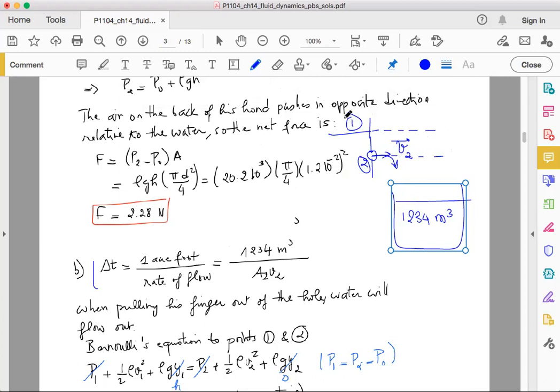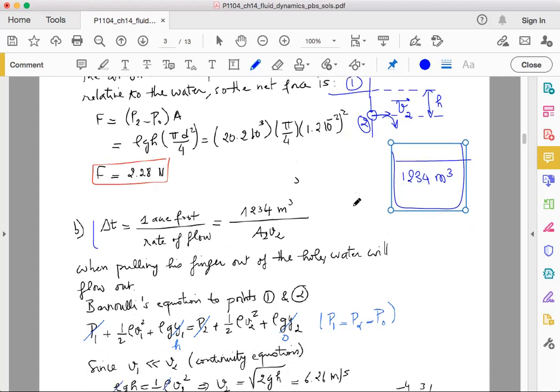First of all, we know that the atmospheric pressure is the pressure at point 1. We know that point 1 is at a given height h with respect to point 2. So there is a lot of information that we can get out. So let's apply Bernoulli's equation between points 1 and 2. We end up with P1 plus half rho V1 squared plus rho gY1 equals P2 plus half rho V2 squared plus rho gY2. So let's now make some analysis.